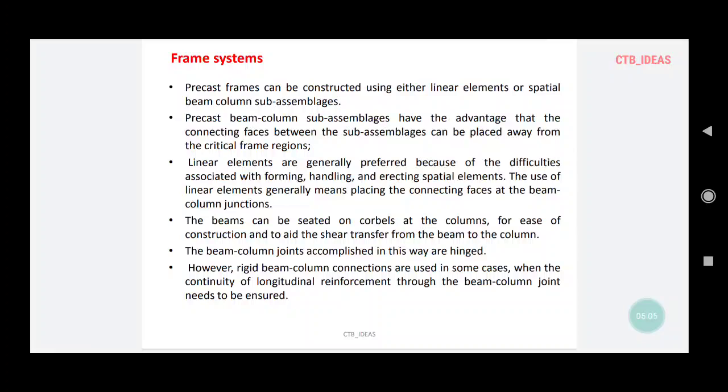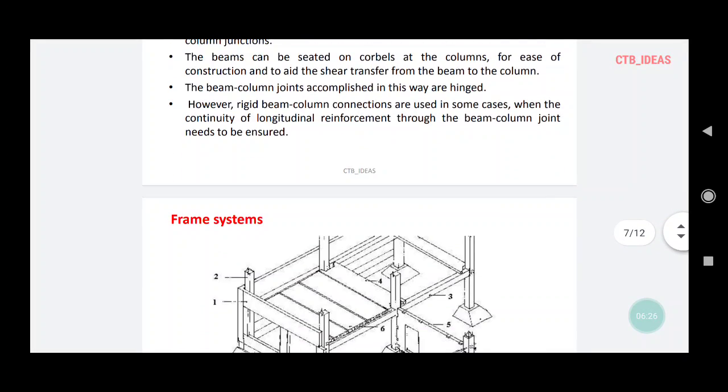Linear elements are generally preferred because of difficulties associated with the forming, handling and erecting of spatial elements. The use of linear elements generally means placing the connecting faces at the beam column junction. Let's see another slide first.